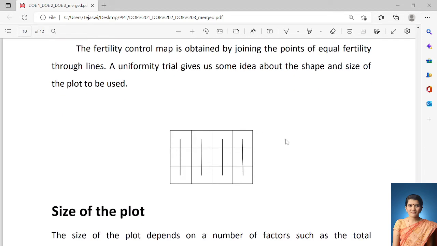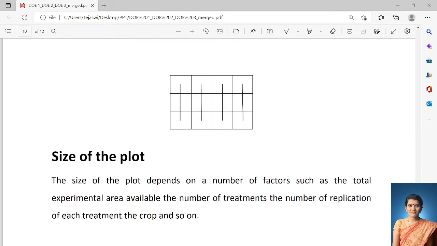So this is our basic diagram. This whole part is an experimental unit. Made as a homogeneous group, it is a block, and each block is divided further into plots. So this is the first block, second block, third block, fourth block, and each block is then partitioned into 3 plots. So how to make the block or the plot, what is the size or shape, we discuss one by one.